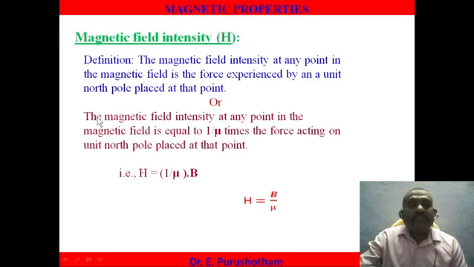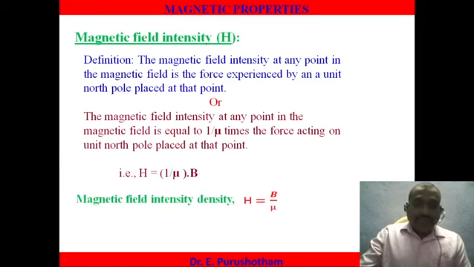Another definition: the magnetic field intensity at any point in the magnetic field is equal to 1 by mu times the force acting on a unit north pole placed at that point. That is 1 by mu into capital B.